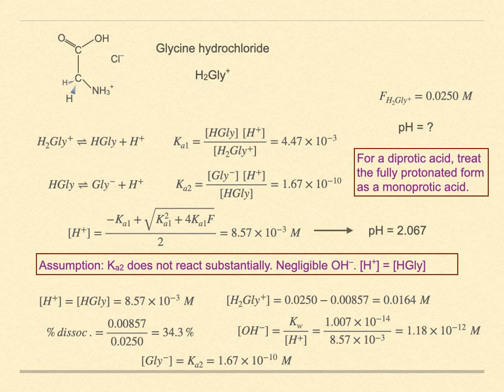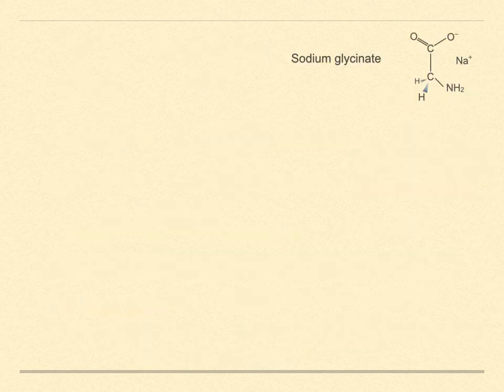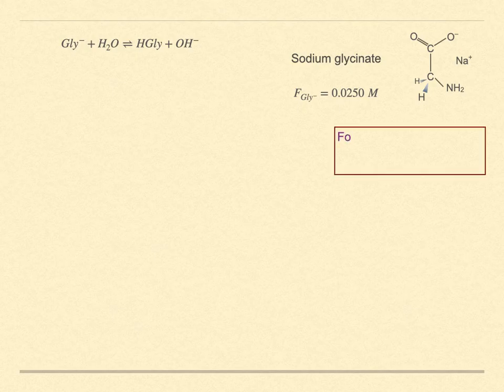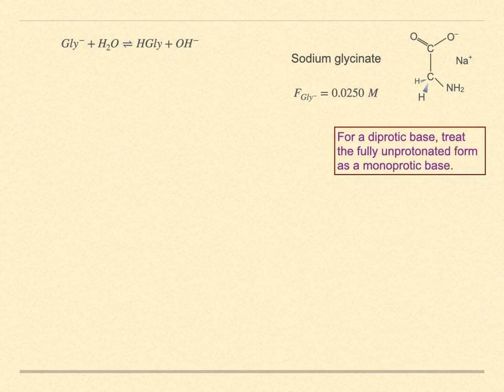What about at the other end of the pH scale? We can add sodium glycinate to water to form a solution that is formally 0.025 molar in the glycinate anion. Hydrolysis of the glycinate anion produces its conjugate acid, the neutral zwitterionic form H-Gly, which is of course also the conjugate base for the fully protonated form. But as in the acid case, negligible association will occur and we treat the base as a monoprotic base.